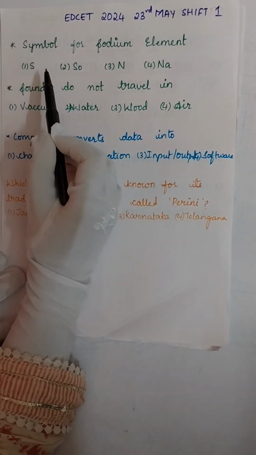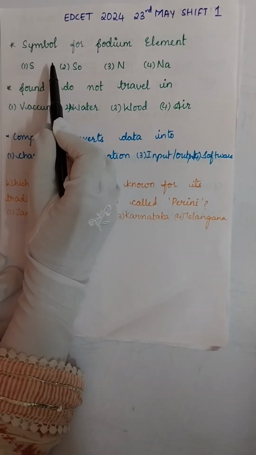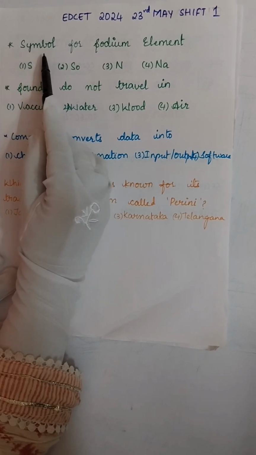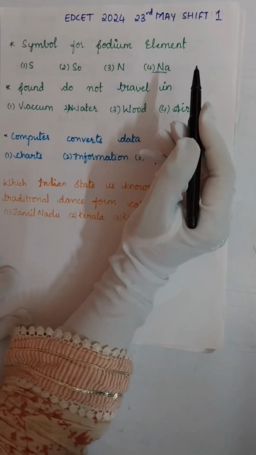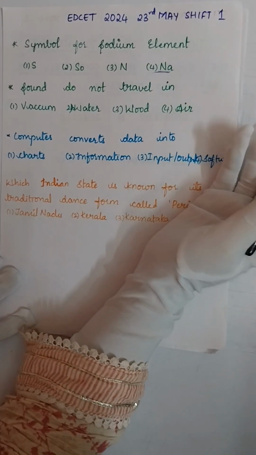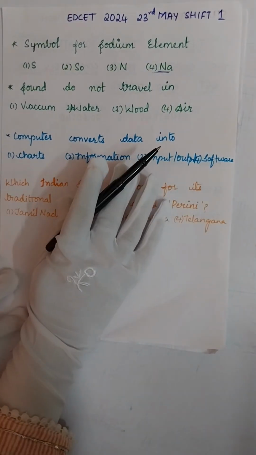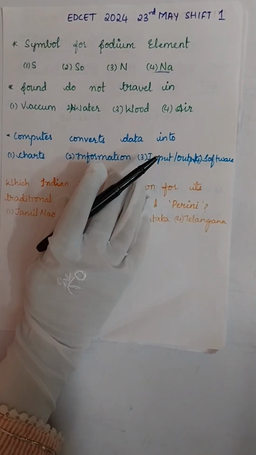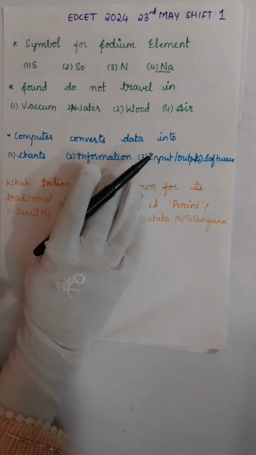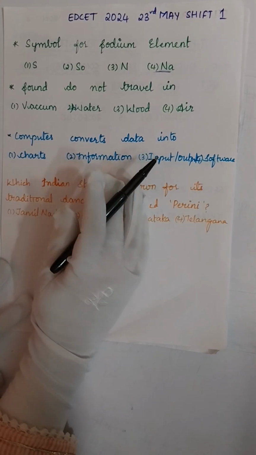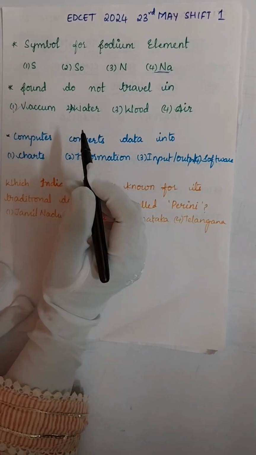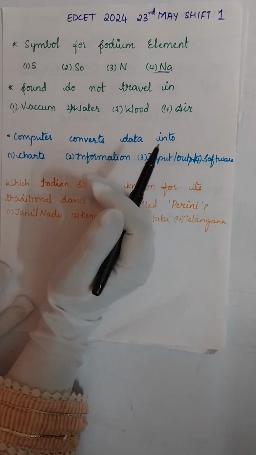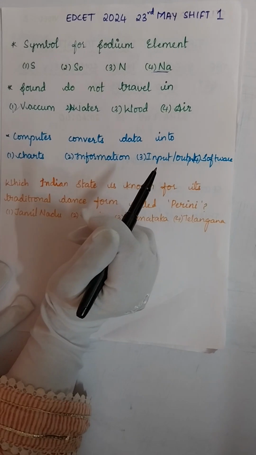This is a question from Physical Science, Chapter 13, Chemical Reaction, which was asked last year. Symbol for sodium element is, answer is Na, right? It is very easy. You can answer it within 10 or 20 seconds. It doesn't take much time. And one more question, it is also from Physical Science, Chapter 5, Sound. Sound does not travel in vacuum, water, wood, air. The answer is vacuum, right? So the answer is very simple. These questions take less time and don't require much thinking, so they should be answered in the first 20 minutes.